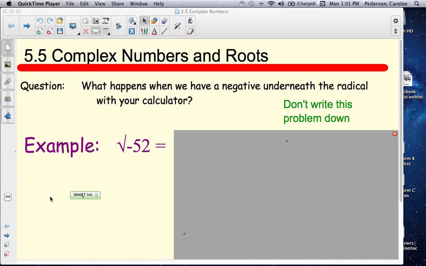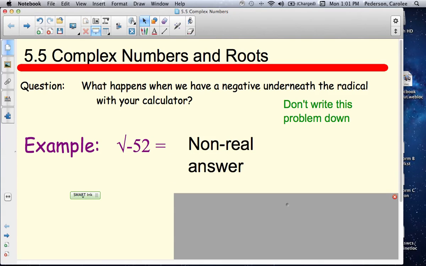Day 1, dealing with complex numbers and roots. Please don't write this example down. I just want you to practice it with your calculator. Enter into your calculator the square root of negative 52 and see what you get. Do you get something that looks like this?